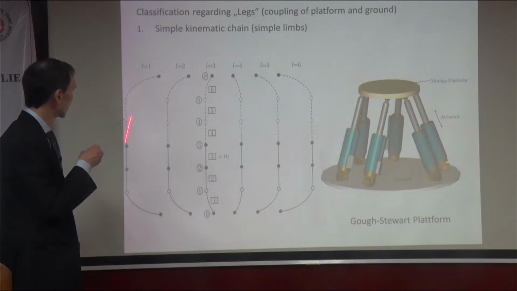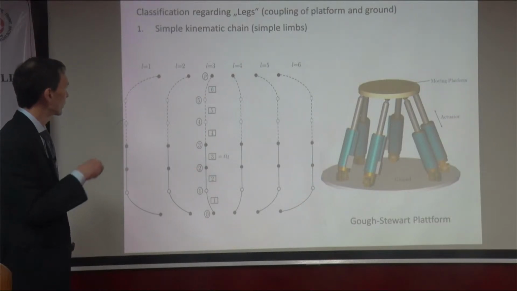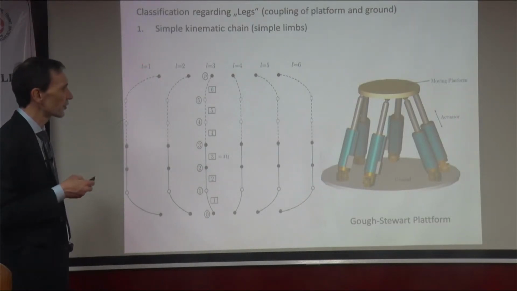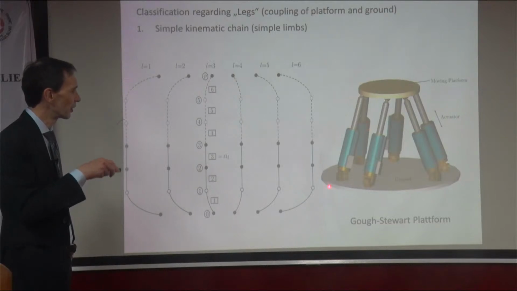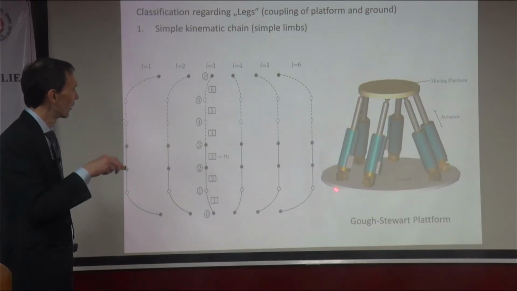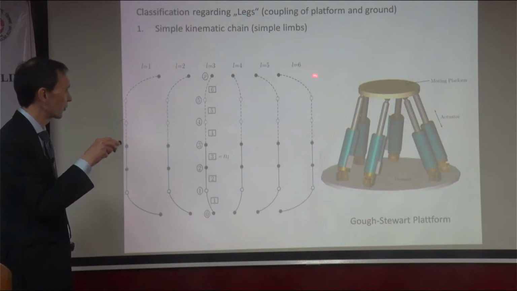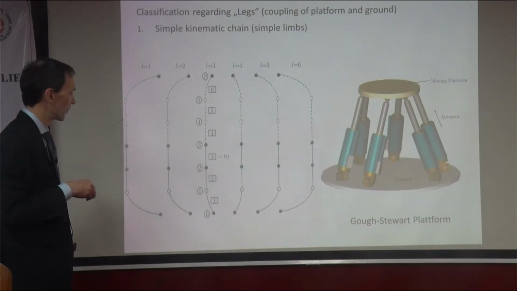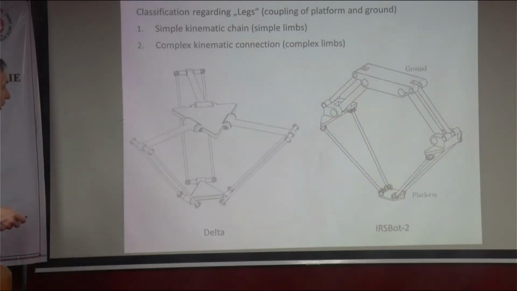So I have this one, this one, this one. And I can index the leg, limb, strut, whatever you would call it, with L from 1 to 6, because you have 6 of them, right? Each of them has joints: 1, 2, because the universal joint has 2 regular joints, and then we have 3 here. That's what you can do.